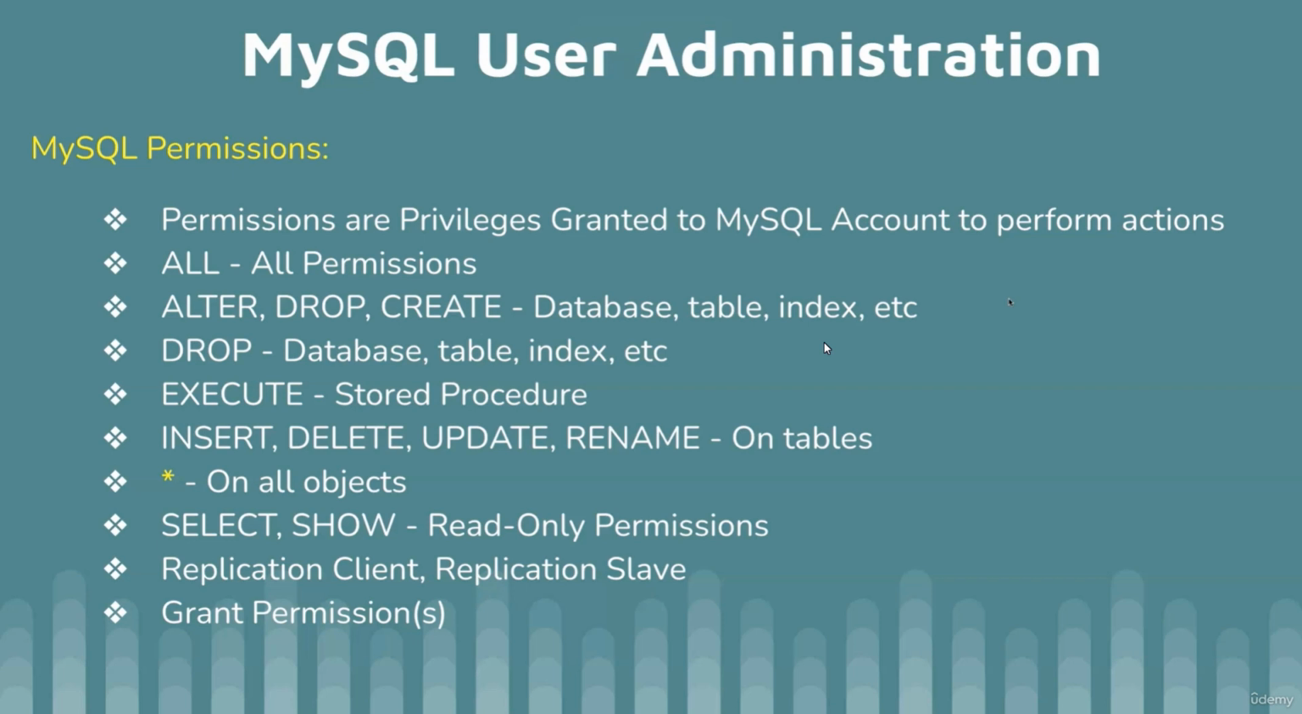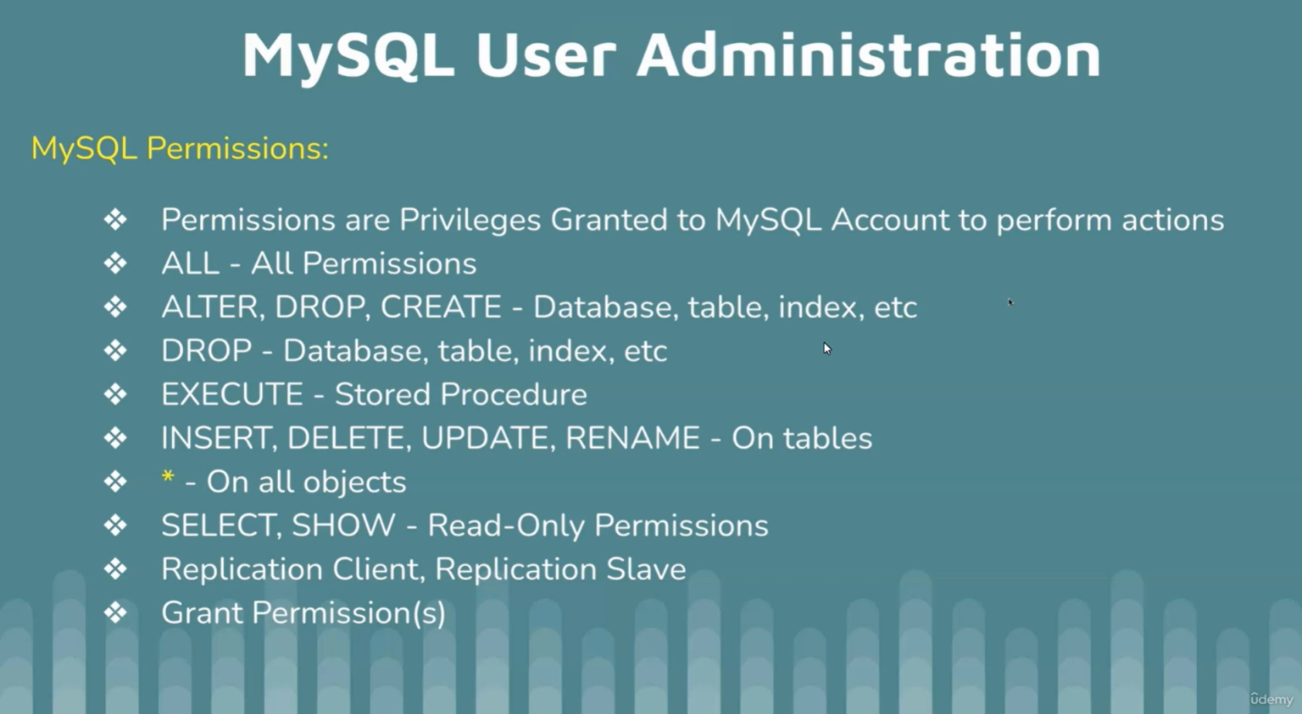So if you want to give all the permissions on a particular database object, you use the word ALL. Then other kinds of permissions are alter, drop, create, typically used on databases, tables, indexes, etc. Drop permission is normally used on drop database, drop table, drop index, drop user, like this. Execute, if you want to execute a program. In MySQL terms, we call these stored procedures. If you want to have some user execute a stored procedure, he or she needs the execute permission.